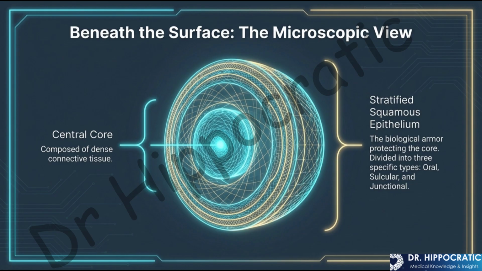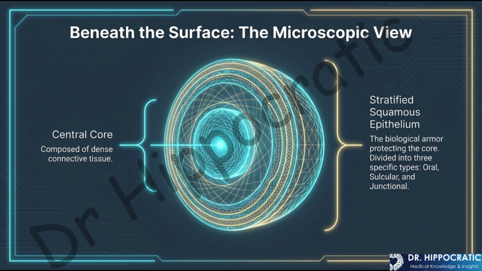Let me read the structural brackets. The innermost sphere is labeled central core, composed of dense connective tissue, and then the thick layers wrapping around that core are bracketed as stratified squamous epithelium, the biological armor protecting the core, divided into 3 specific types: oral, sulcular, and junctional. So this schematic represents the fundamental blueprint of the entire gingival system. Everything we just talked about. Everything, every piece of visible geography we just mapped, the collar, the anchor, the col, the moat, is constructed using this exact 2-part histological arrangement.